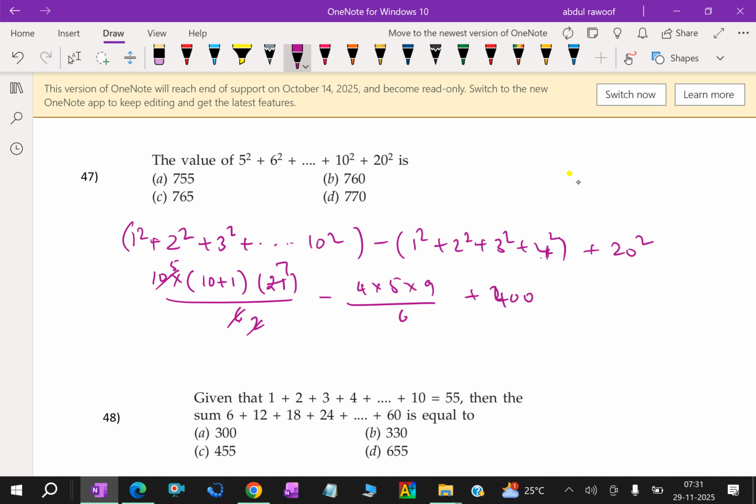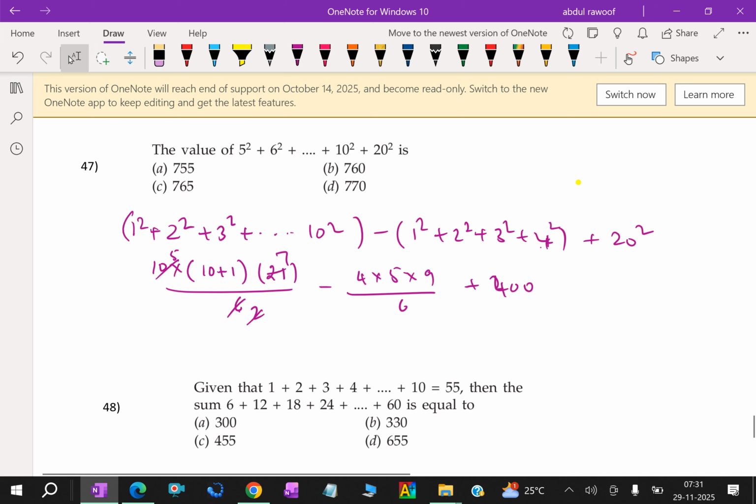So it is equal to 10 into 11 into 21 by 6, which is 5 into 11 is 55, 55 into 7 is 385, minus 4 into 5 into 9 is 180, by 6 is 30, plus 400, which is equal to 755. So we have option A.